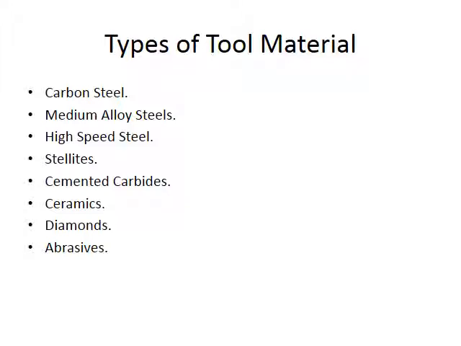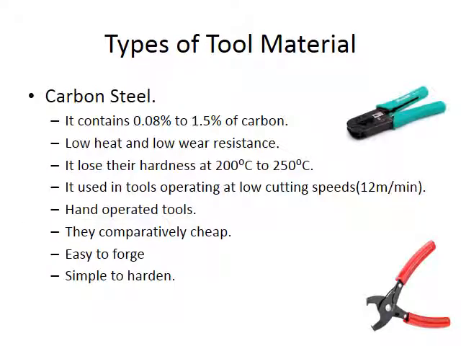As per your syllabus, you only have to concentrate on HSS, high-speed steel, carbide, coated carbide, and ceramic. Clear, understand? So these are the different types of materials used to manufacture the cutting tool.